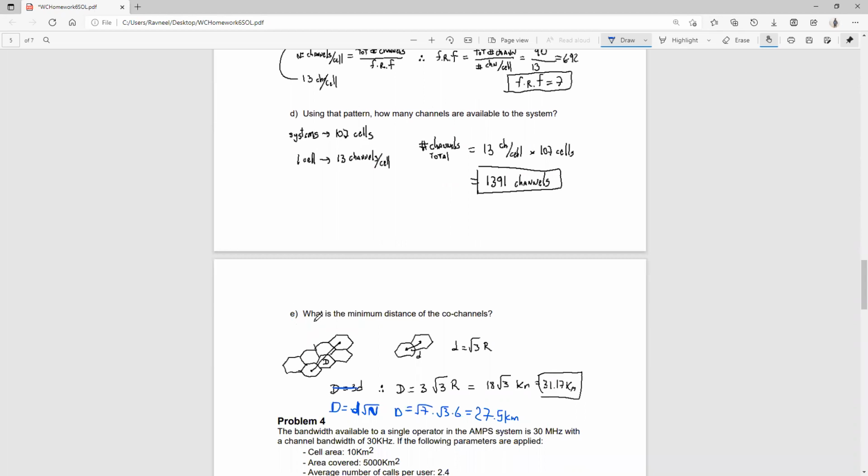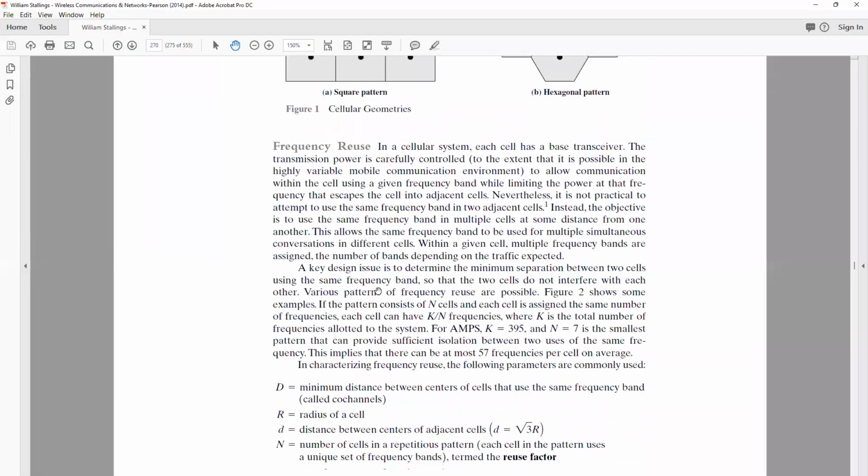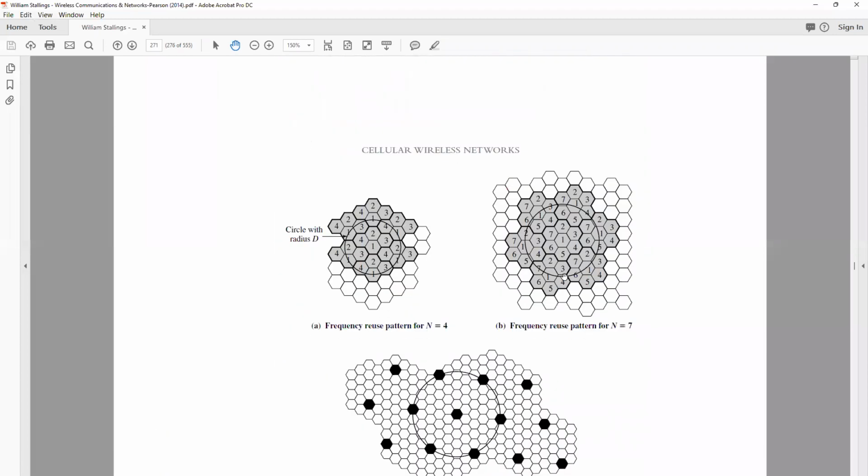Part E of this question says, what is the minimum distance between the co-channels? Going to this particular textbook, the co-channel distance is the distance between cell 1 in this particular cell tower and its neighboring cluster's cell 1 tower, right? So the distance between here and here. What is the distance between here and here? That is what is being asked.